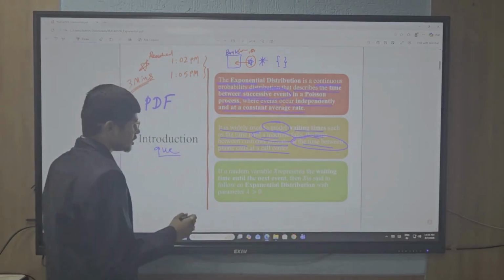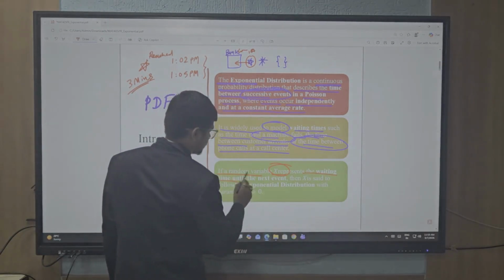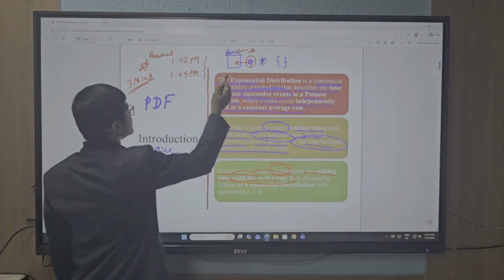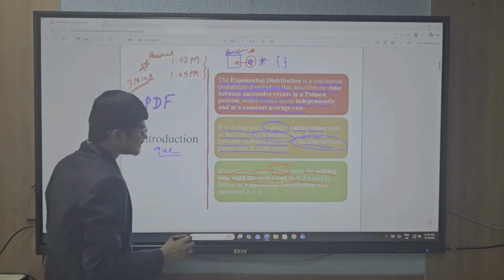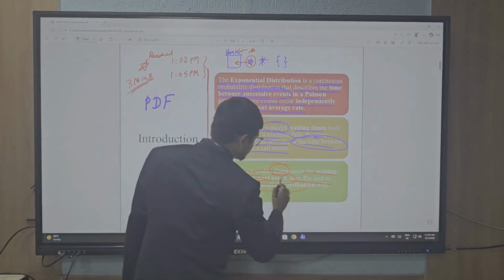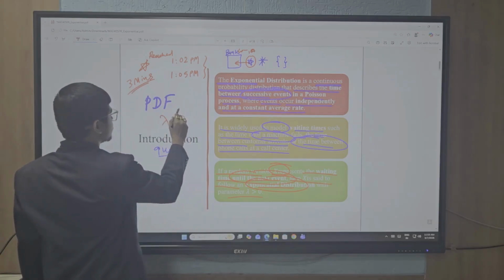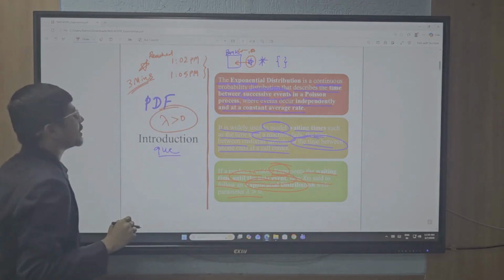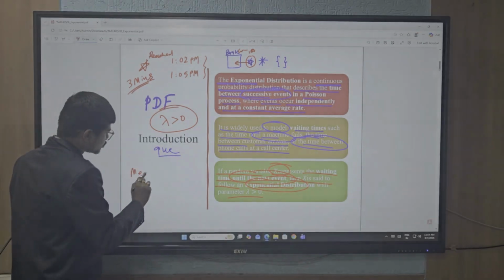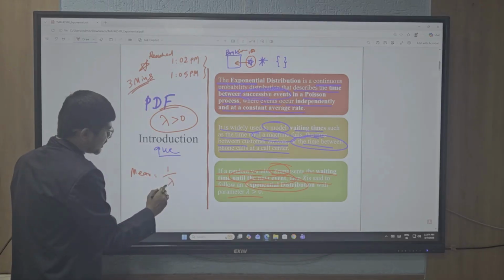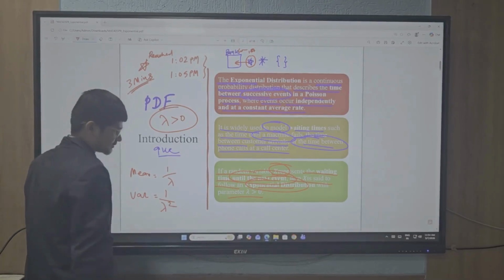Now if a random variable x represents the waiting time until the next event, then x is said to follow an exponential distribution with parameter lambda greater than 0. Here lambda is our parameter. For the exponential distribution, mean is 1 by lambda and variance is 1 by lambda square.